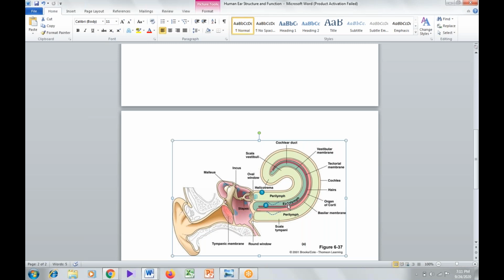If someone, let's suppose, got an injury to the tympanic membrane, the eardrum, is it possible to recover?